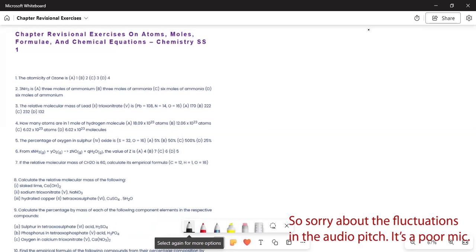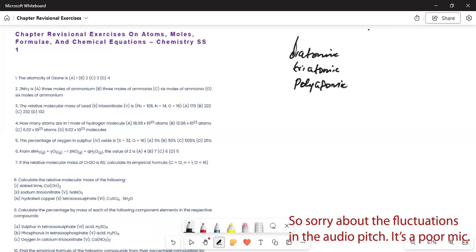Now, when we cover this aspect, we're told that atomicity is the number of atoms in one molecule of an element. There are some elements that do not exist as a single atom. In other words, they have to combine either 2 or 3 atoms or more before they can exist as an element. Some of them may be diatomic, that is having 2 atoms. Others are triatomic, that is 3 atoms. Then anything more than 3, we can call polyatomic.